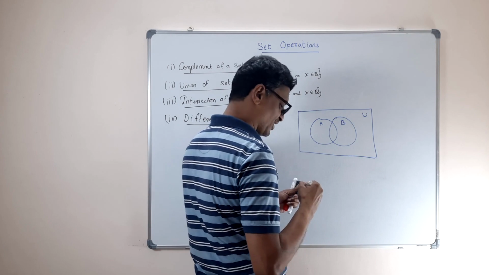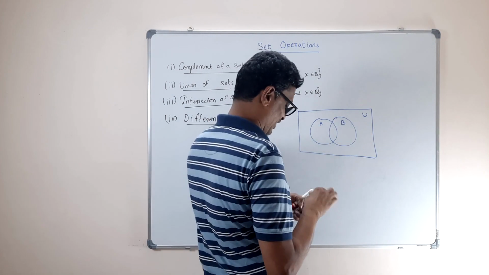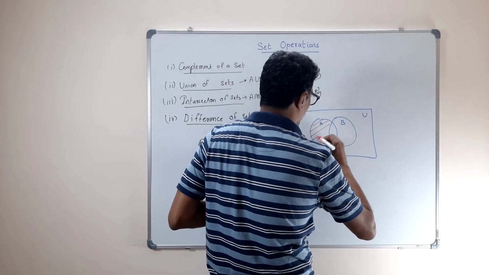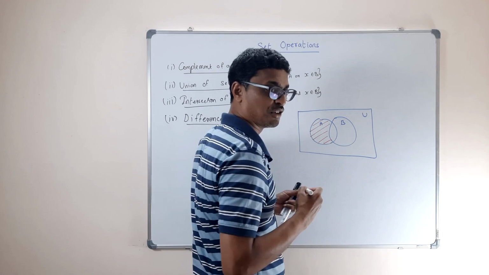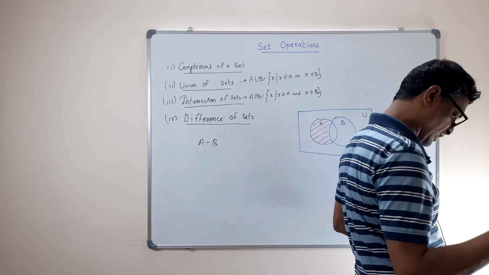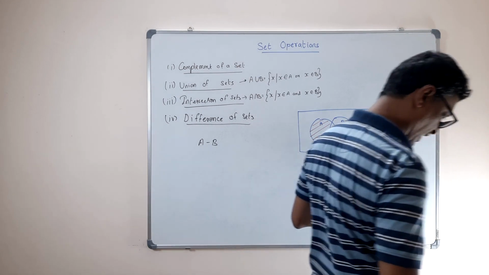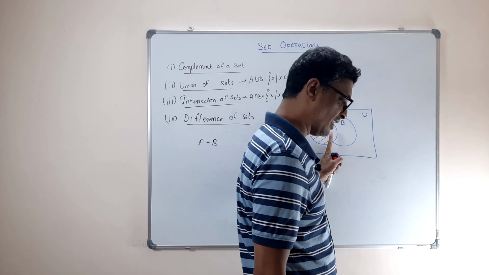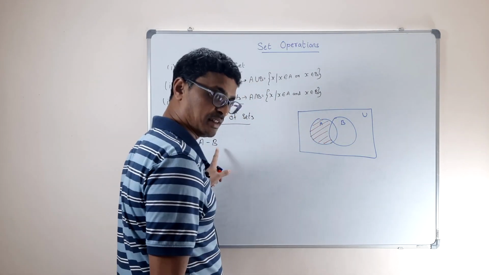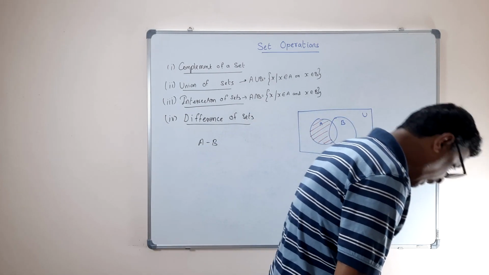Can you tell what A minus B will be? A without that portion of B. That's your A minus B. Now express it in words. The difference of set A and set B is the set of elements which are in A but not in B, and is denoted by the symbol A minus B.